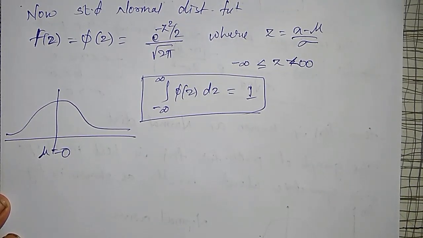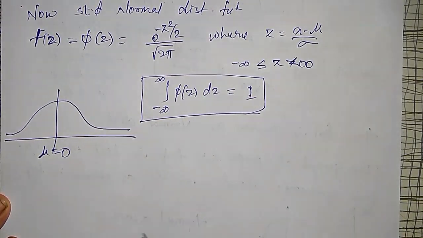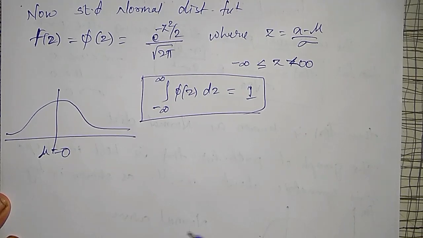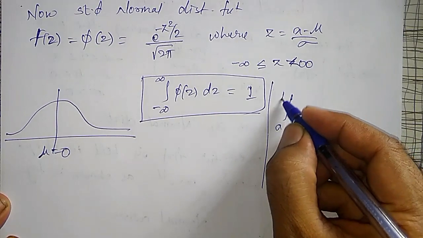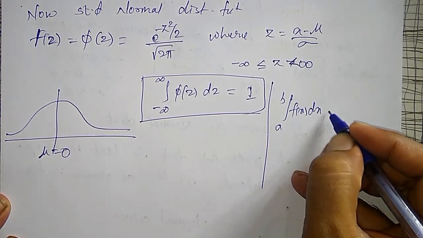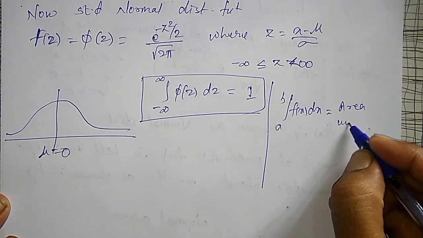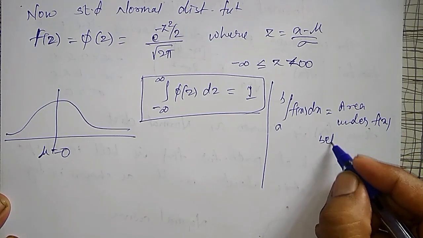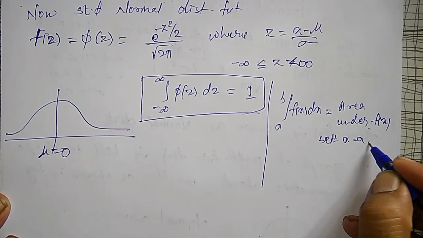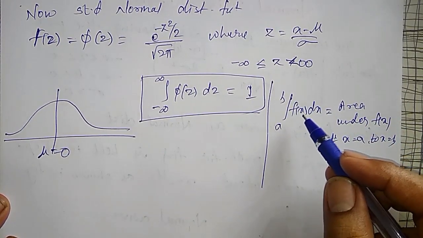Okay, it must be equal to 1, we know that, because by the definition of the probability function for the standard distribution this must also be equal to 1. Here we know that the integration from a to b of f of x dx represents the area under f of x between x equal to a and x equal to b. We know this is an application of integration.